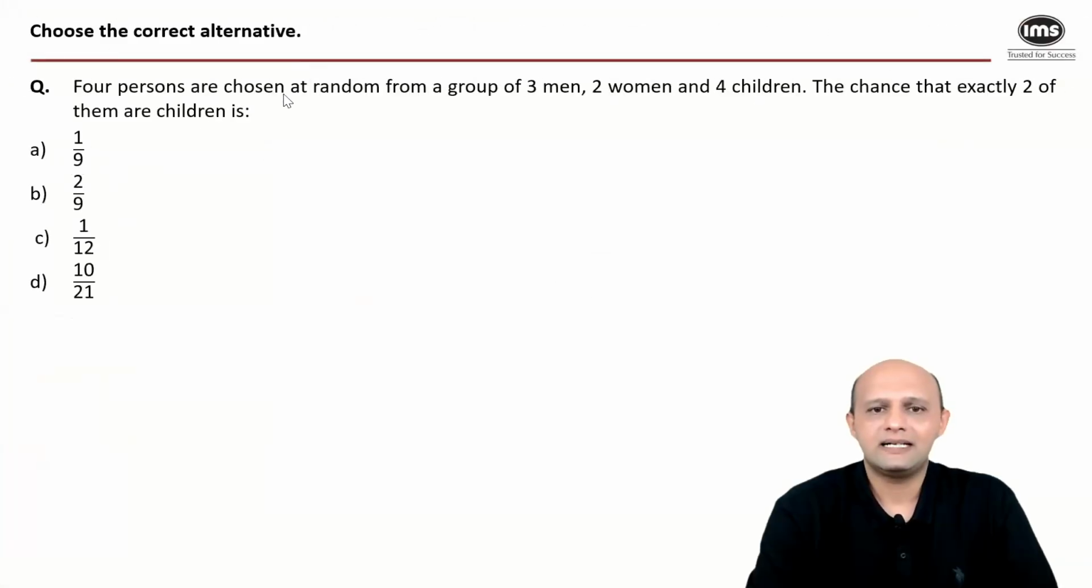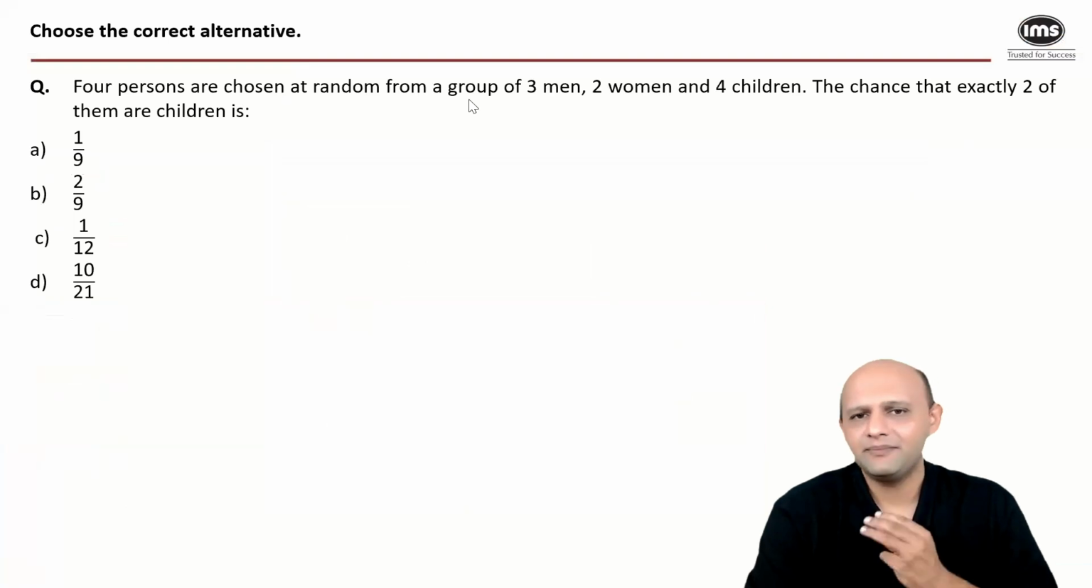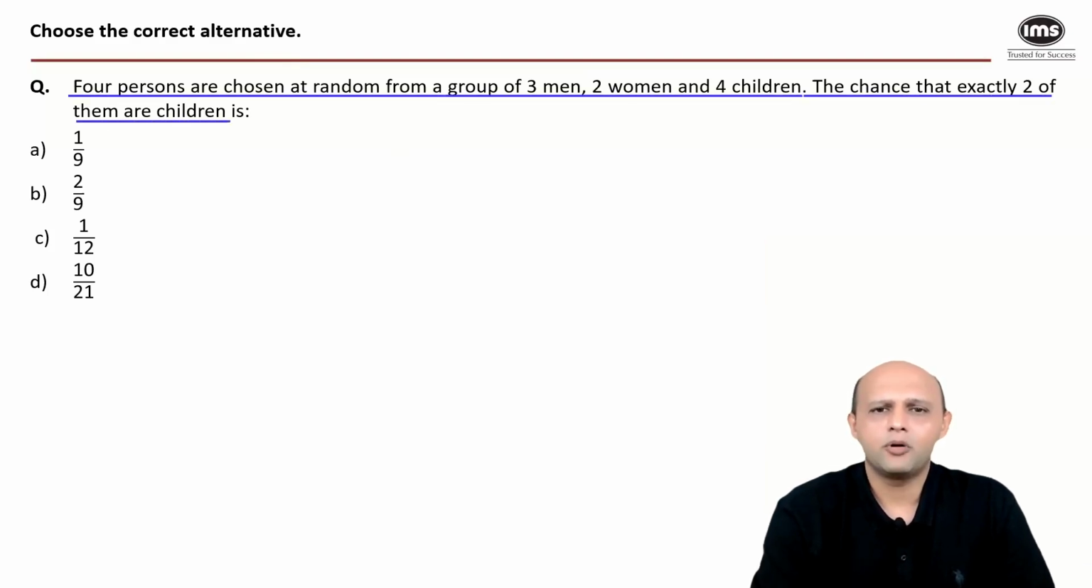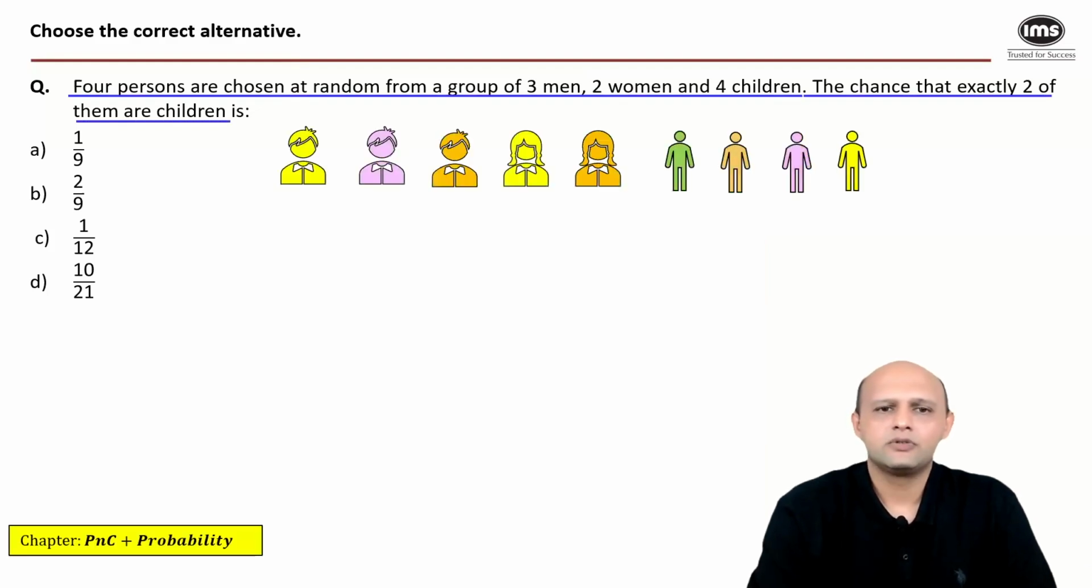Four people are chosen at random from a group of 3 men, 2 women, and 4 children. Okay, a total of 9 people. The chance that exactly 2 of them are children is, okay, again, a question which should ideally not be left alone and it should be solved immediately. A question evidently on a combination of permutation and probability. Okay, so this is how the scenario looks like.